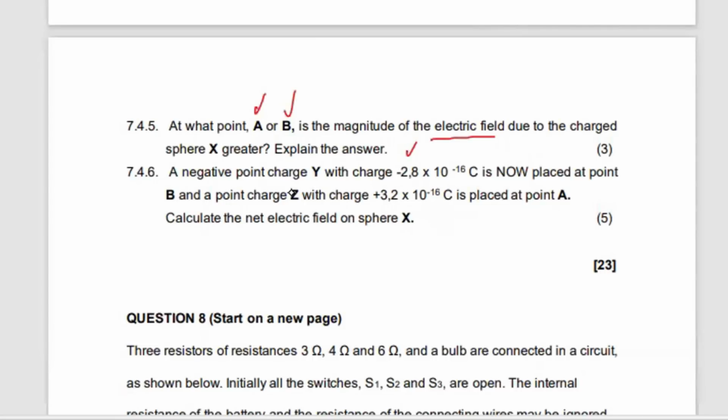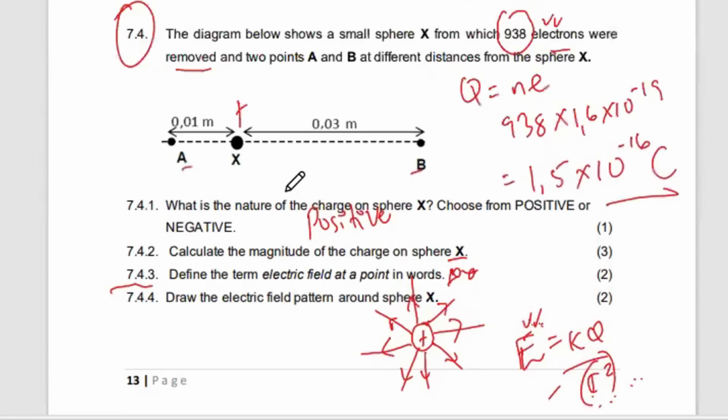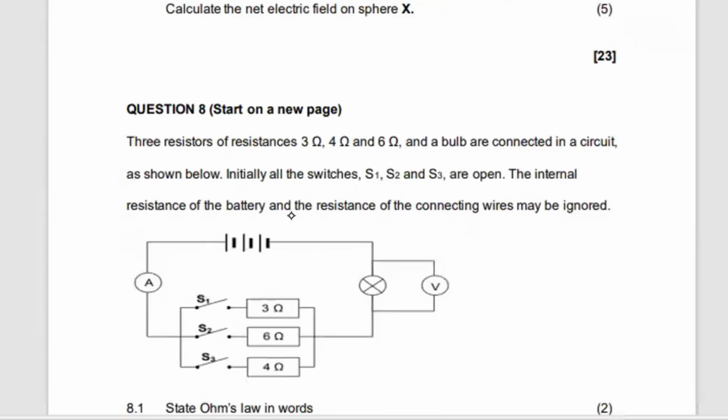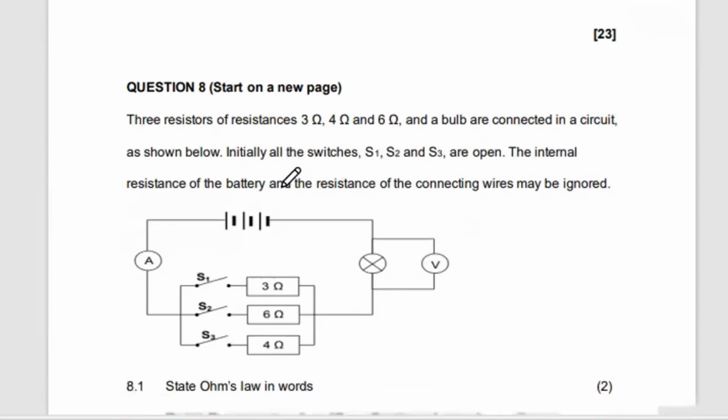So at what point between A and B? Looking at the drawing, you can see that the distance between B and X is bigger than this one. So the correct option is going to be A. The reason: E is proportional to 1 over r squared.